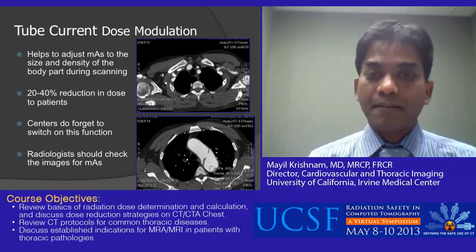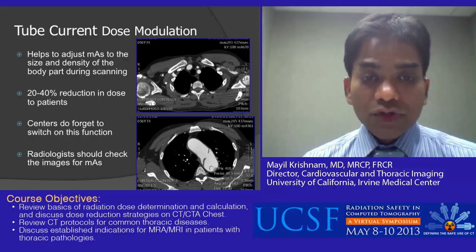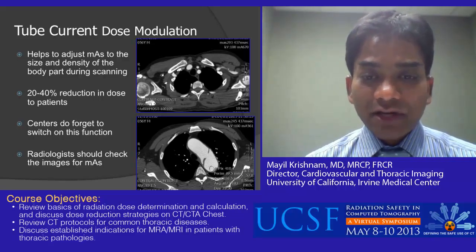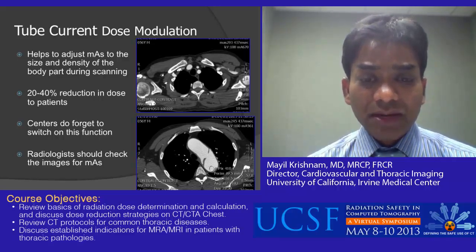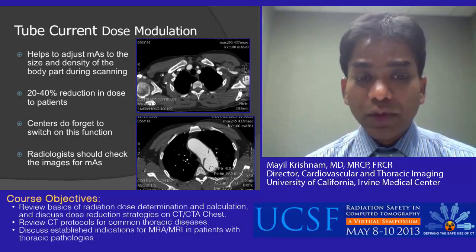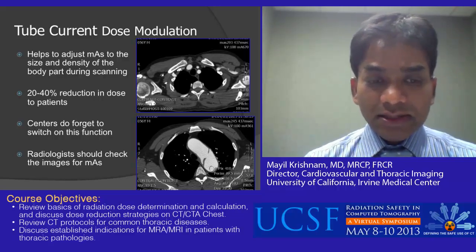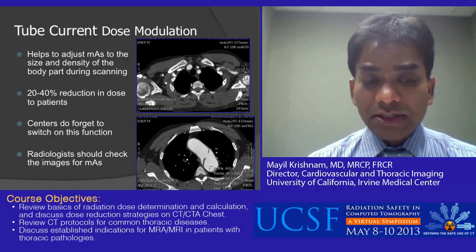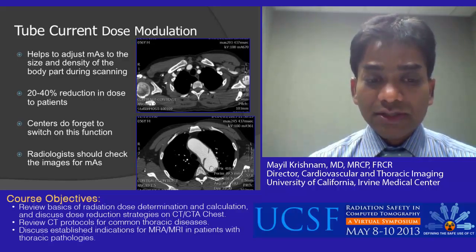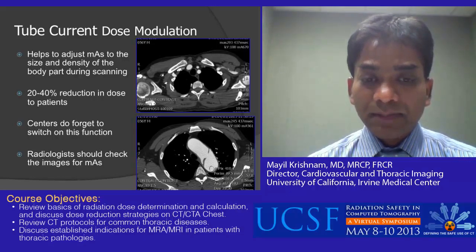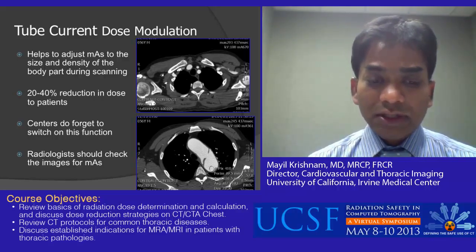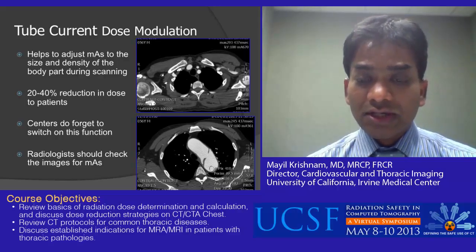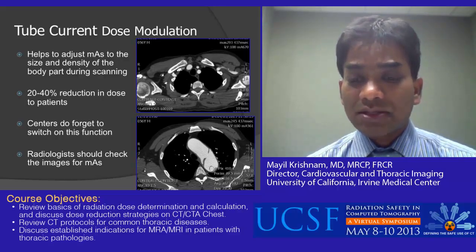Next slide. Tube current dose modulation is available for us to reduce the dose to the patient. It helps to adjust mAs to the size and density of the body part during scanning. There is a 20 to 40% reduction in dose to patients. However, centers do forget to switch on this function on their scanners, and it is important for a radiologist to check the images for varying mAs on the study.